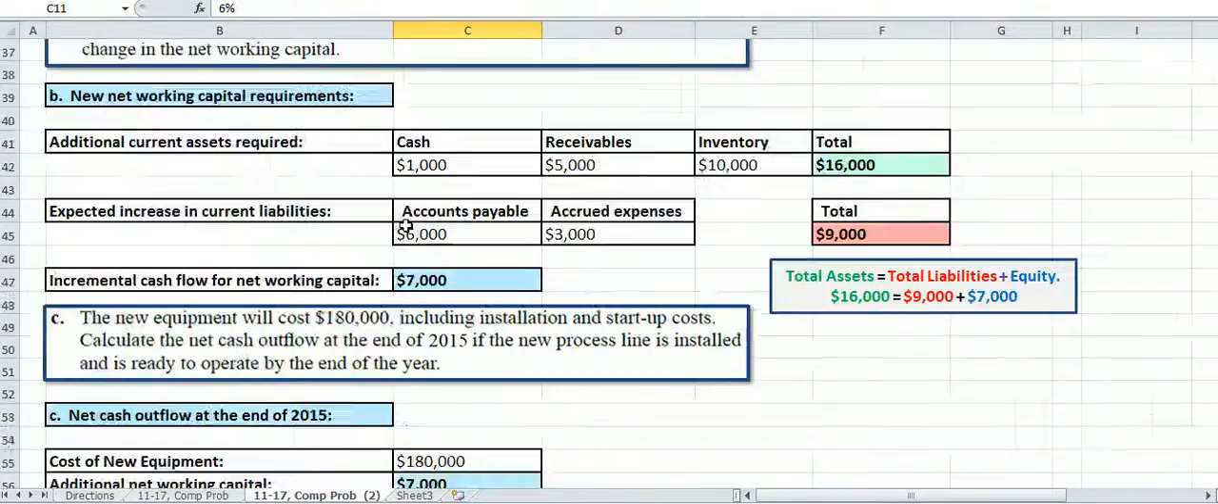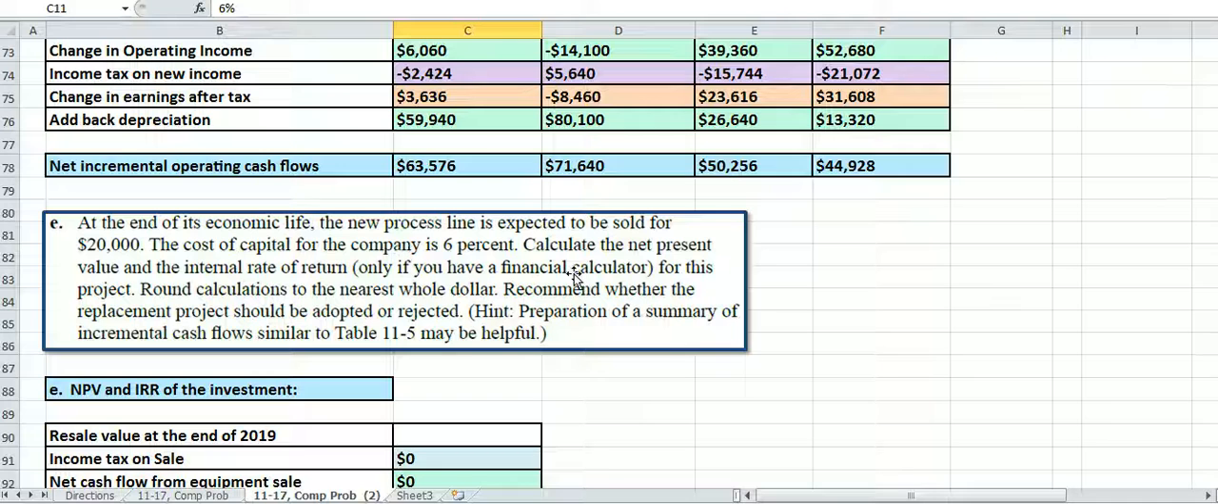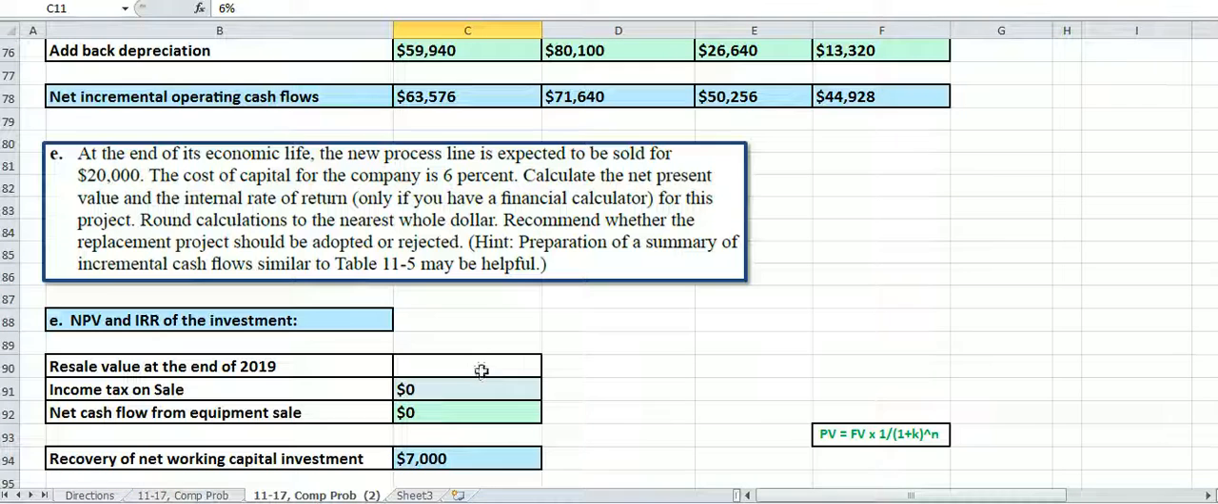Alrighty, so we want to calculate now the net present value. How much value is the company going to gain at the end of 4 years as a result of buying this new equipment? And we want to also calculate the internal rate of return. Since I've got the formulas in the spreadsheet, we don't have to have a financial calculator. And then we're going to round it off, and we're going to recommend whether we should do this project or not.